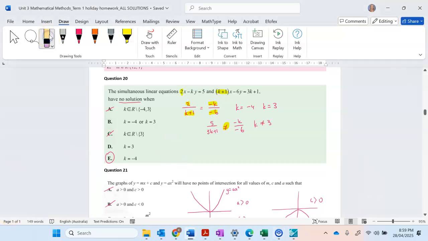Sorry, I think what I've done there, let me just fix that up, because I solved that on my calculator. So k cannot equal -4. And you can just do a test. If we substitute in 3, we would have 5 over 10, which is a half, and then we would have a half again. So if k was equal to 3, it would be infinite solutions, but if it was -4, it would be no solutions. All right, we're going to finish there.